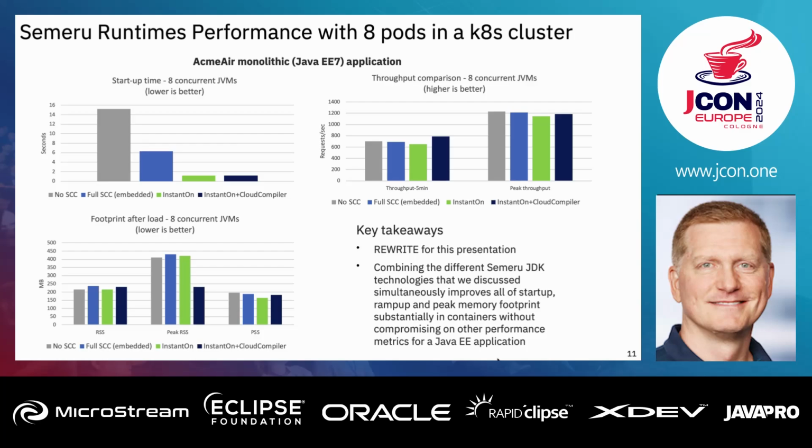So Instant On does a really good job of improving startup, but it doesn't do very much for your peak RSS. The cloud compiler, which is the black bar, improves peak RSS very well. So if you're using both Instant On and the cloud compiler, you get fast startup. You get very low memory use, and you also get the same basic performance throughput. And you can see there's also an improvement in ramp up here. This is kind of the reflection of ramp up. So we're designing these capabilities to be used together so that they're providing a more balanced approach in terms of performance.